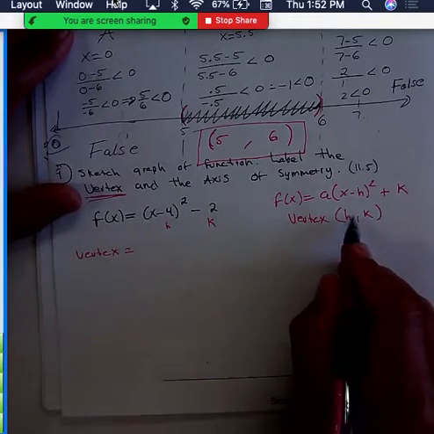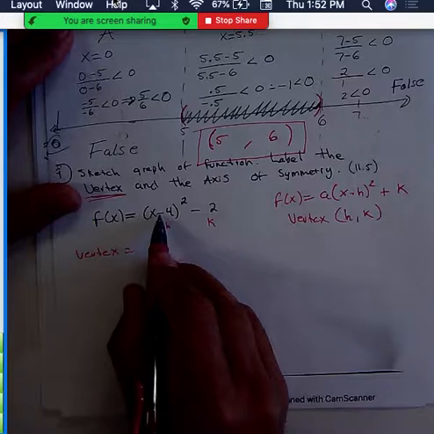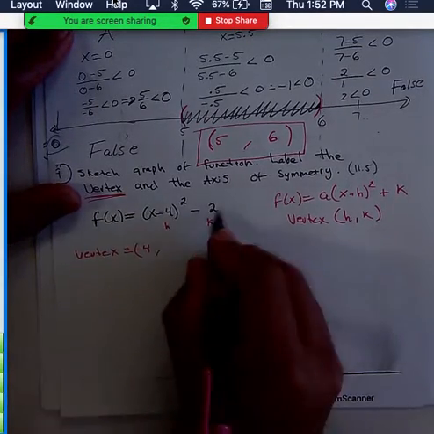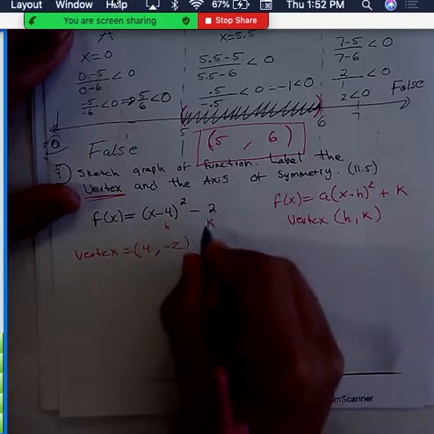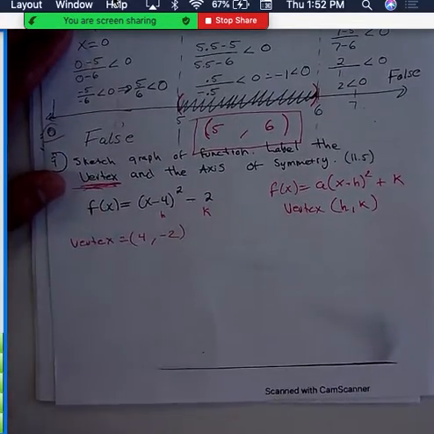It's always the opposite. You see how that's a negative, but the vertex is positive. So you always do the opposite of this sign. So positive 4, comma, negative 2. That one stays the same. If it's a negative, it's a negative. So that's the vertex. We found the vertex.